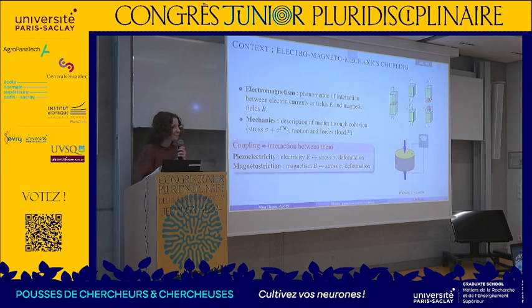So first, to give you a little context, I will redefine each term of my subject so you can understand a bit more. On the first hand, electromagnetism is the study of phenomena between electric currents or fields and magnetic fields. And on the other side, mechanics is the description of matter through cohesion, motion and forces. So when you talk about a coupling, it means that each physical phenomenon will interact with the others.